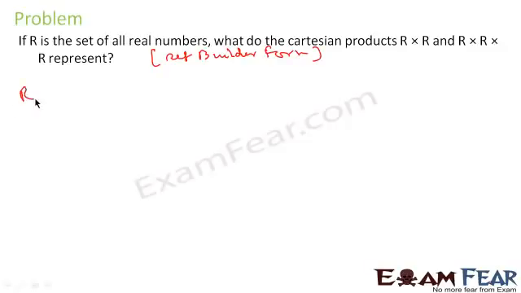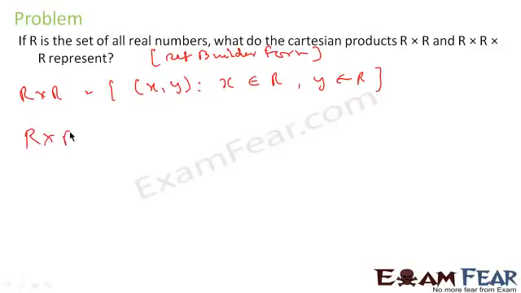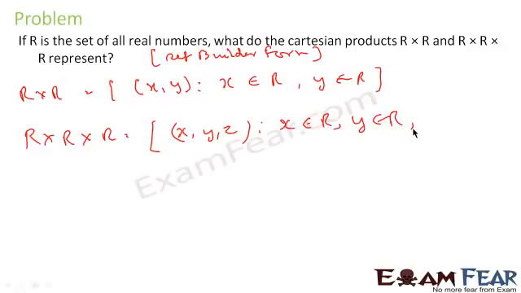So when you say R cross R, this is nothing but (x, y), where x is a member of R and y is a member of R. This is R cross R. Similarly, when you say R cross R cross R, what you get is a set of (x, y, z), three numbers, where x is a member of R, y is a real number, and z is also a real number. So we got this as the answer.